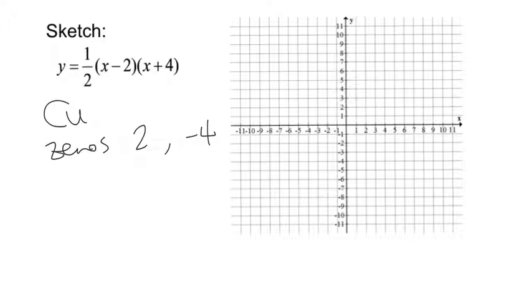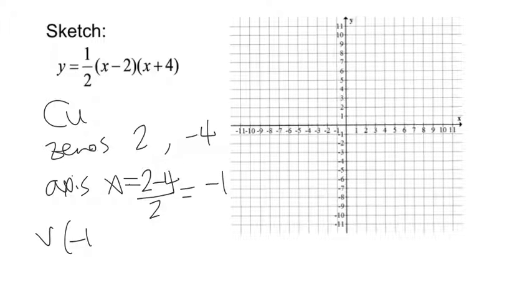Okay, my axis is x equals 2 minus 4 divided by 2. Work that out, and you get negative 1. So my axis is negative 1. And my vertex is negative 1. And if I put negative 1 back into the equation, I get negative 9 halves. Ugh, what a number. All right, so negative 9 halves.